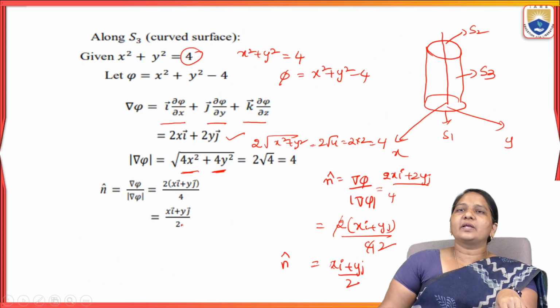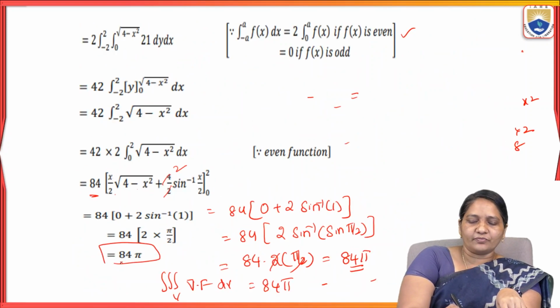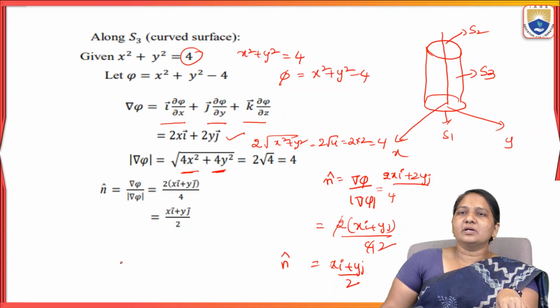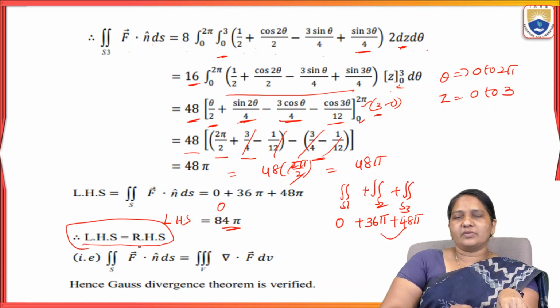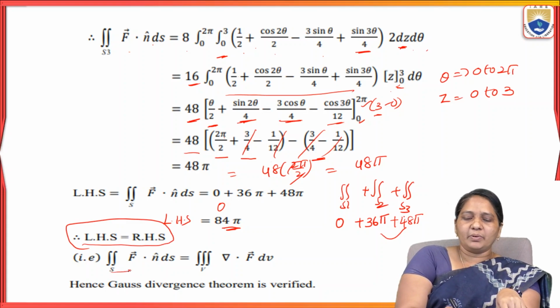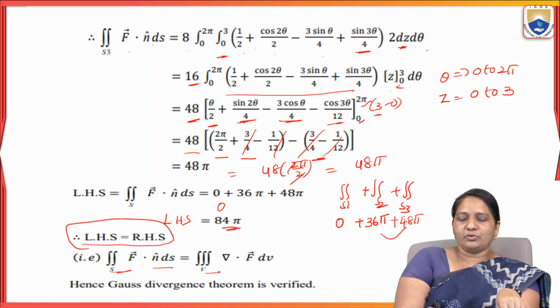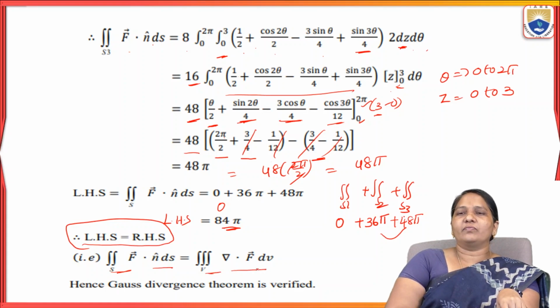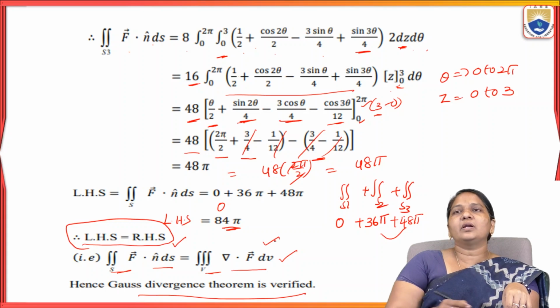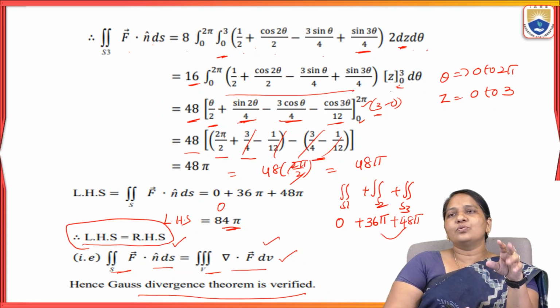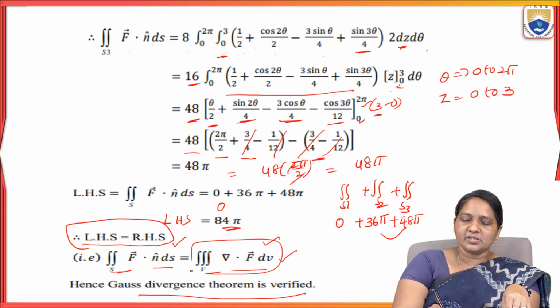So already for the RHS part, here we got 84 pi. That means these two values are equal. LHS equal to RHS. That means double integral over S of f bar dot n dS equals triple integral over V of del dot F dV. So we proved the theorem. Hence, Gauss Divergence Theorem is verified. So if they're asking to verify the Gauss Divergence Theorem, we have to calculate the LHS part and the RHS part. For example, if they're asking using the Gauss Divergence Theorem, only one part is enough.